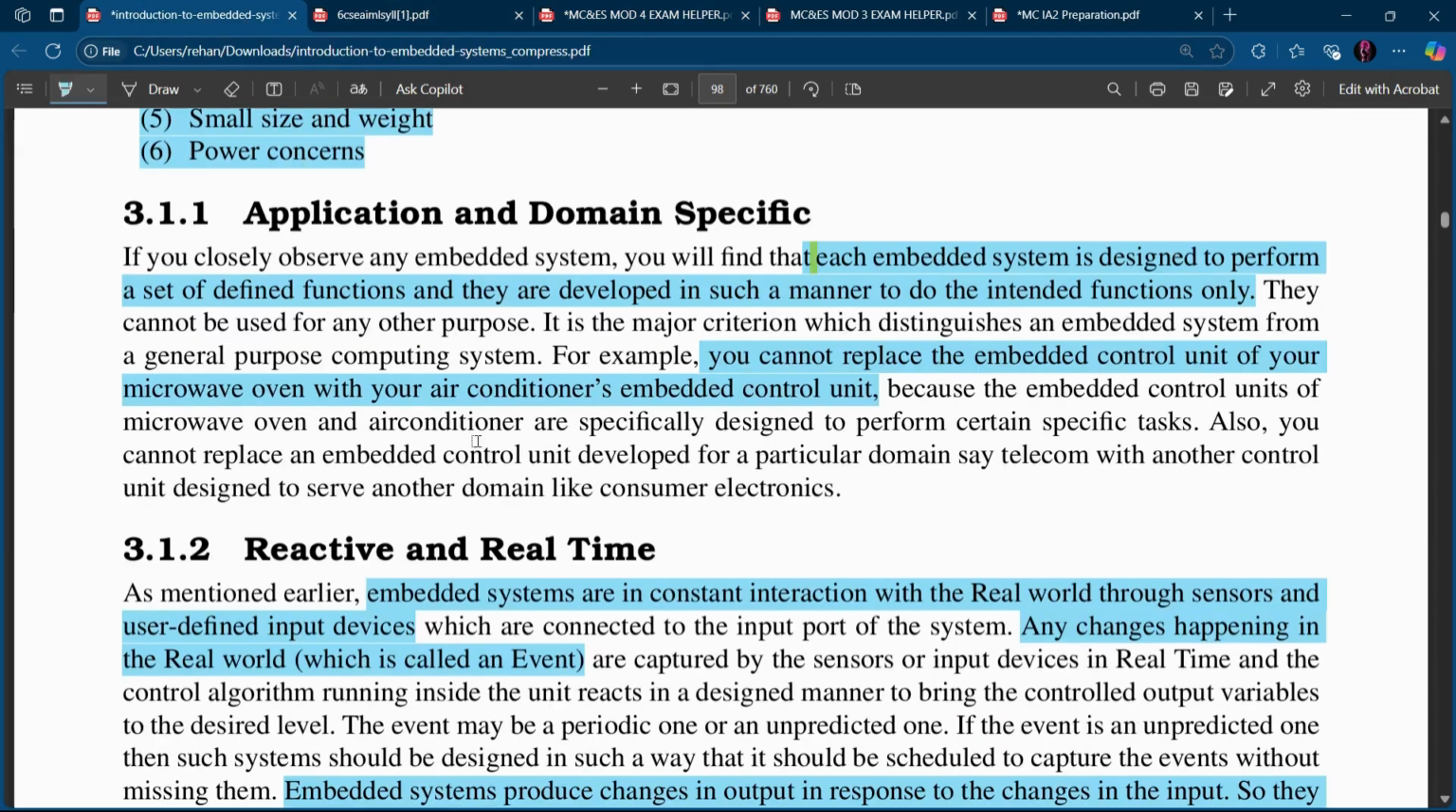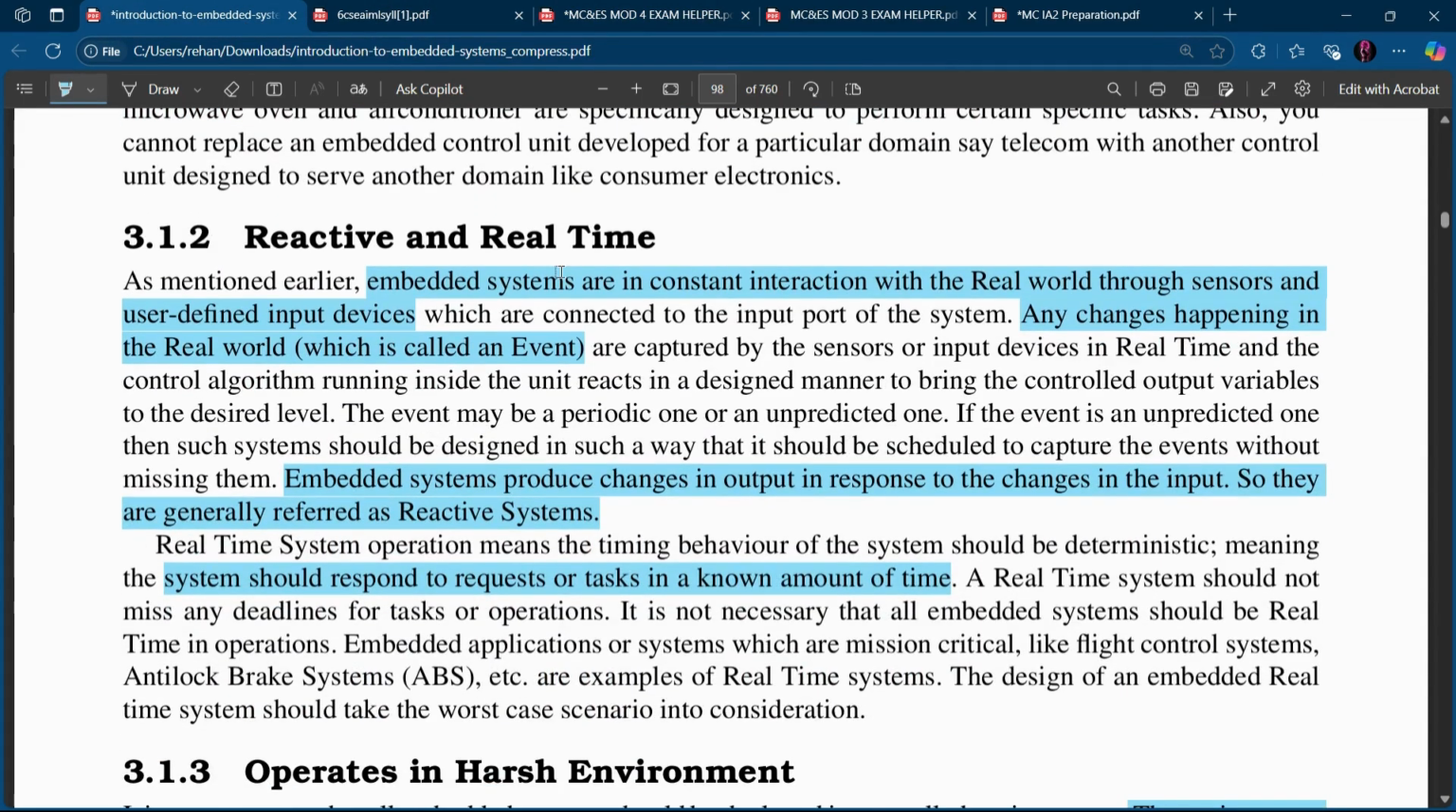We will go with the second characteristic, reactive and real time. Embedded systems are in constant interaction with the real world through sensors and user defined input devices. Any changes happening in the real world are called an event. So you have to remember what an event is: nothing but changes happening in the real world are called events.